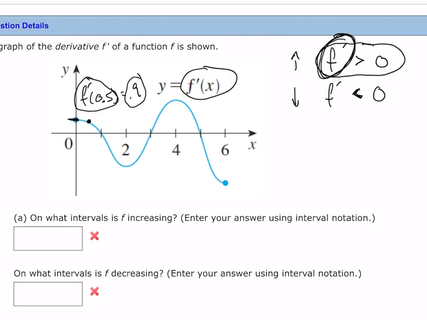Alright, so let's not overcomplicate this. On what intervals is f increasing? It's increasing on the intervals where f prime is greater than 0. When is f prime greater than 0? It's greater than 0 on the interval that goes from 0 to 1. That's an open interval, so we're using parentheses or open brackets, we call them. Also, on the interval that goes from 3 up to 5. And those are the only two intervals.